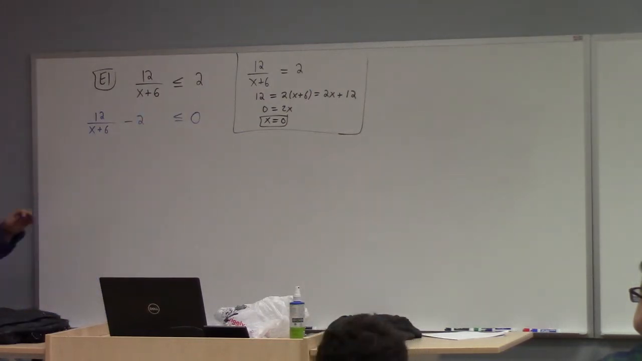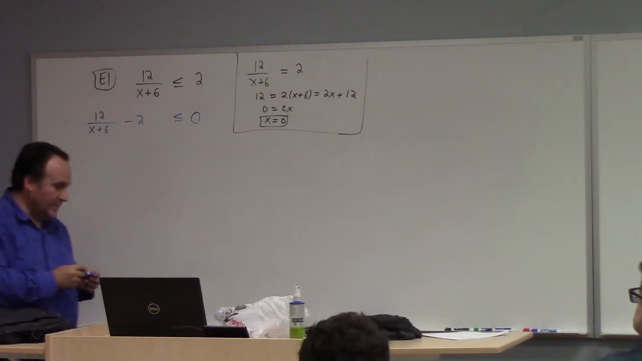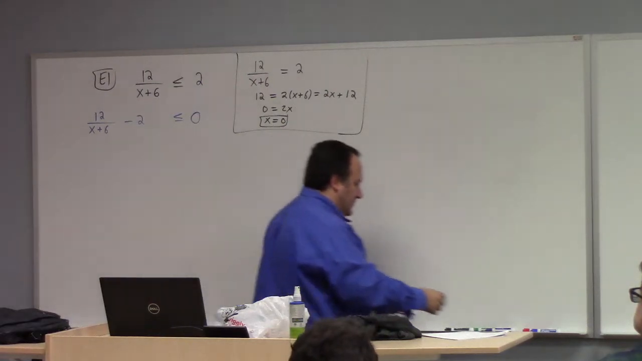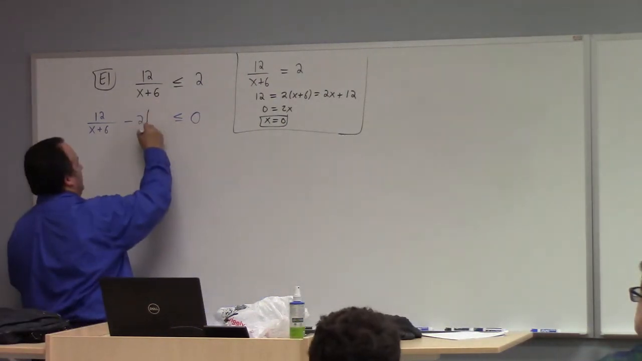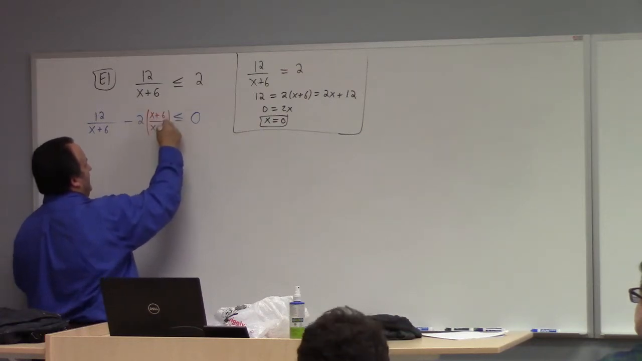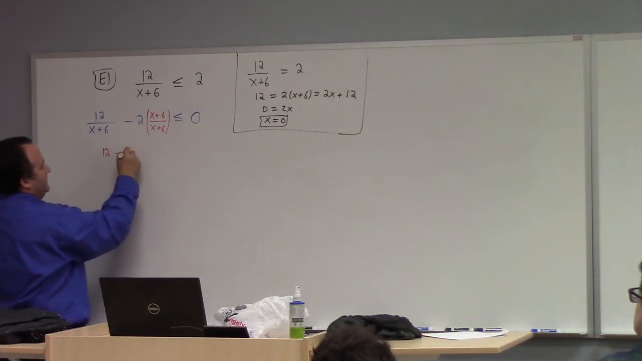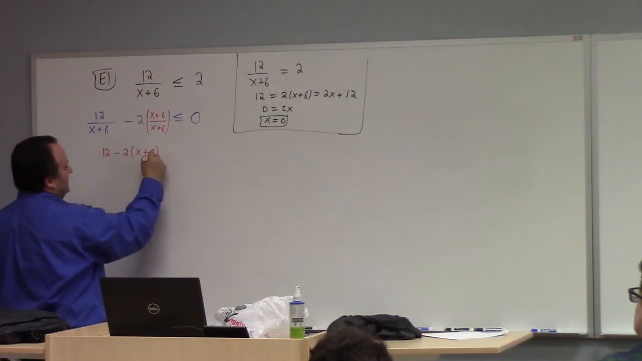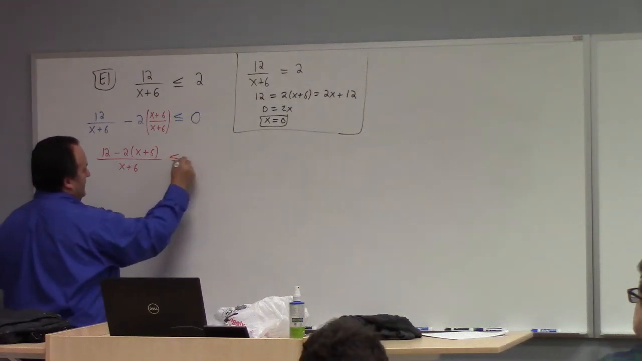And then I've left myself some space because I want to make a single fraction. I want to make a common denominator there. So what I'm going to do is multiply by 1. And that 1 is going to be x plus 6 over x plus 6. So I'm just making a common fraction. So I've got 12 minus 2 times parentheses x plus 6, all divided by x plus 6, less than or equal to 0.